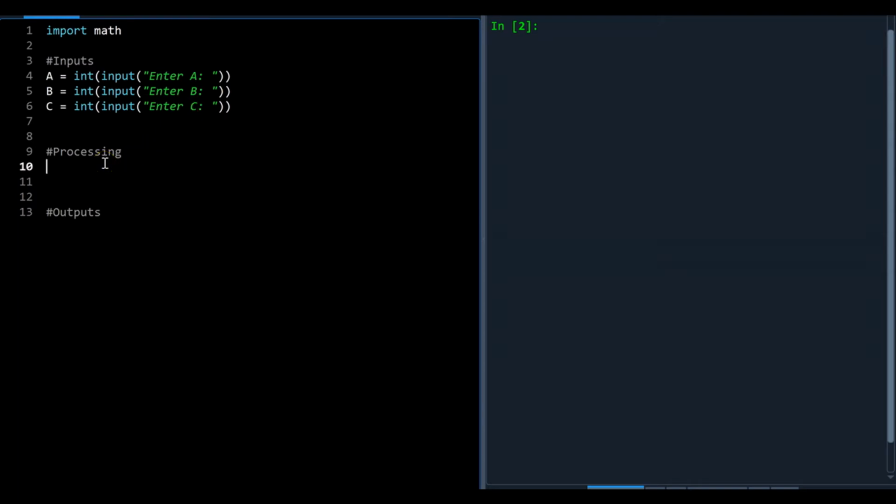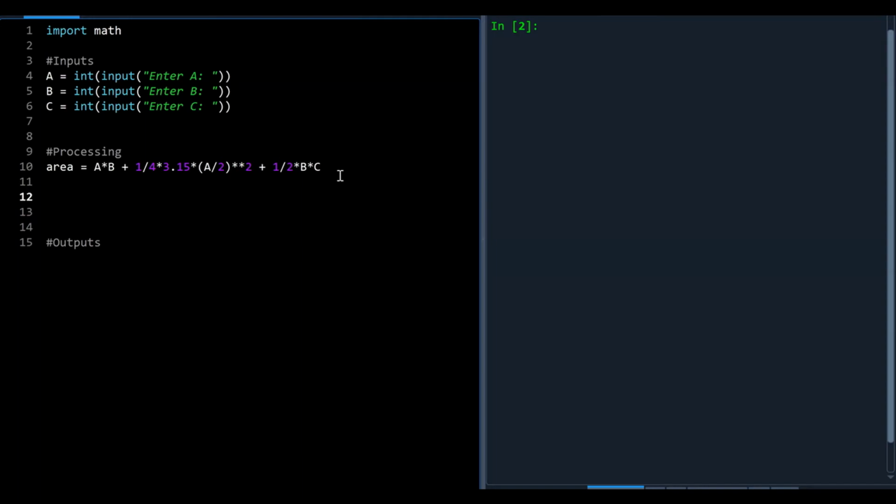Now I need to do the processing. So let's do the area first. That was the rectangle, which is A times B, plus the circle, which is 1/4 times pi times (A over 2) squared. So pi r squared, and the quarter circle. And then we have the triangle, so half B times C. Okay, so there's our area.